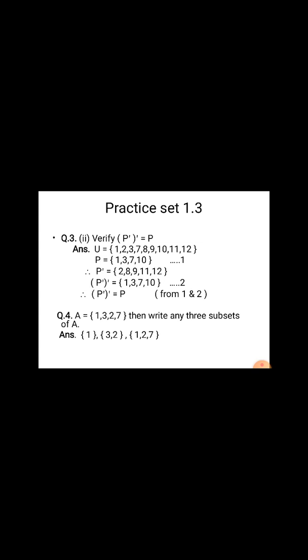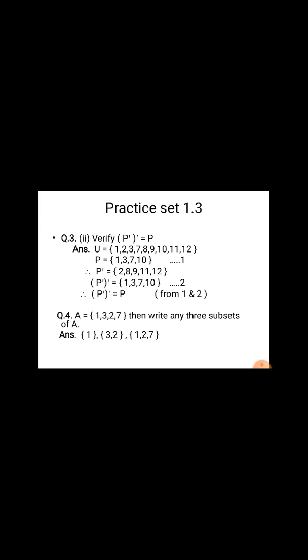Now find out complement of P complement. Complement of P complement means the set of all elements in U which are not in set P complement is called the complement of P complement. Means elements which are present in U but not in P complement. So which elements are present in U but not in P complement? 1, 3, 7, 10. So these elements are of set complement of P complement. Let this be equation 2.